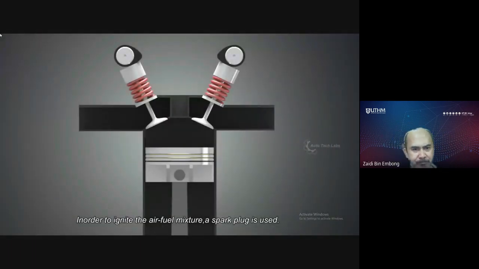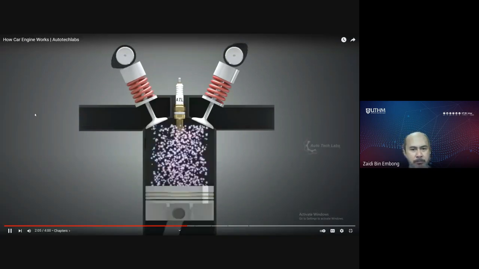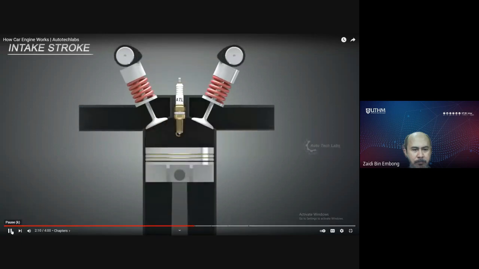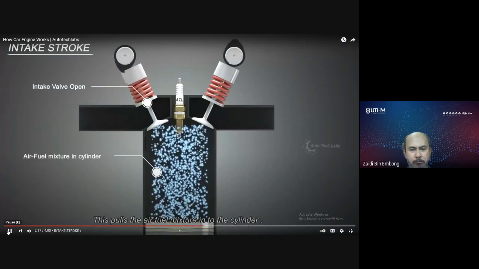In order to ignite the air-fuel mixture, a spark plug is used. This will ignite the compressed air-fuel mixture with the help of an electrical spark. We will take it down by each stroke. The intake stroke. The inlet valve opens and the downward movement of the piston creates suction. So the spark plug will produce the fire. Yeah, the fire. Alright? So without the spark plug, there is no fire. Okay? So suction. This pulls the air-fuel mixture into the cylinder.